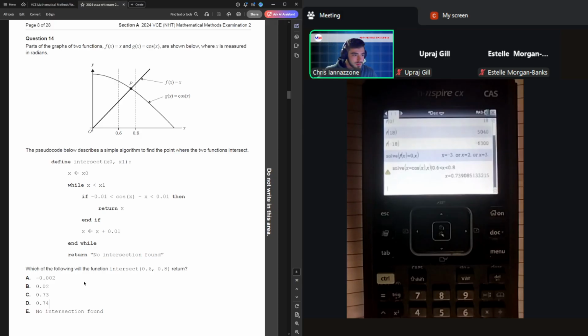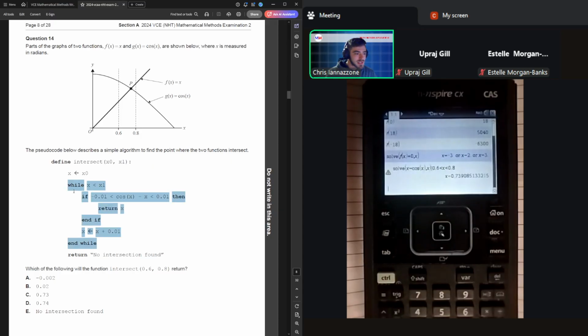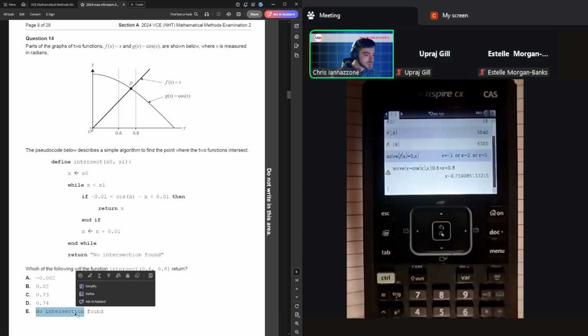A couple of things to point out. First, is this actually in the domain of things that we expect it to be? Right? This algorithm was going to terminate. It was going to have the no intersection found statement if we got above 0.8. First thing you have to ask yourself is, did this go above 0.8? Obviously not. So we can already rule out E from that.